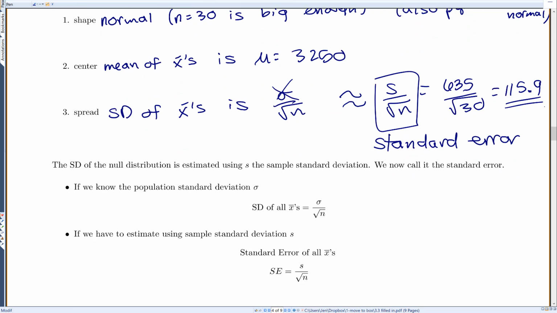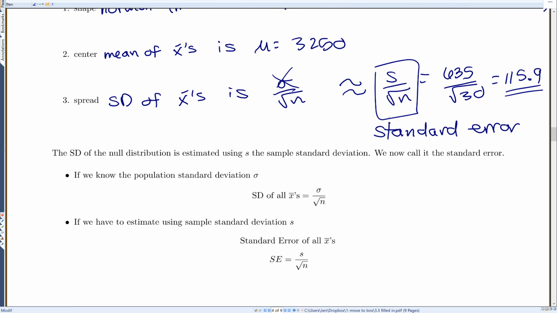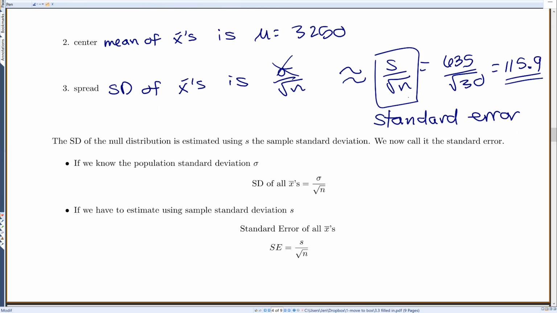So basically, if you know the population standard deviation sigma, then you can say the SD of all the x bars is sigma over the square root of n. But if you have to estimate it using our sample standard deviation S, now it's called the standard error of all the x bars, and it's standard error SE equals S over square root of n. Same concept, we're just having to use our sample standard deviation.